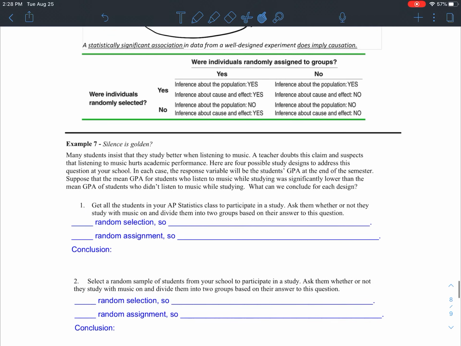Okay, underneath here, this is very similar to the chart that was on the front page of these notes. Okay, we want to be looking for, was there random assignment to treatment groups, and were these individuals selected randomly, for us to kind of fill these blanks in here.